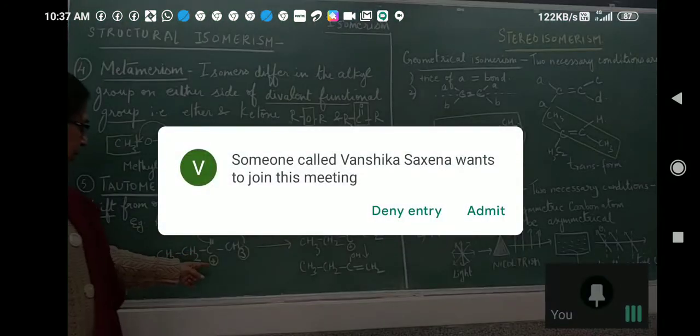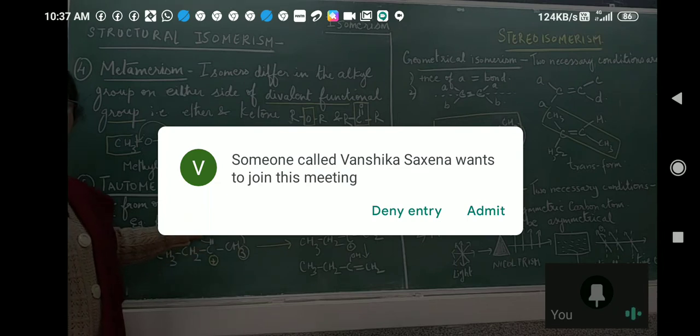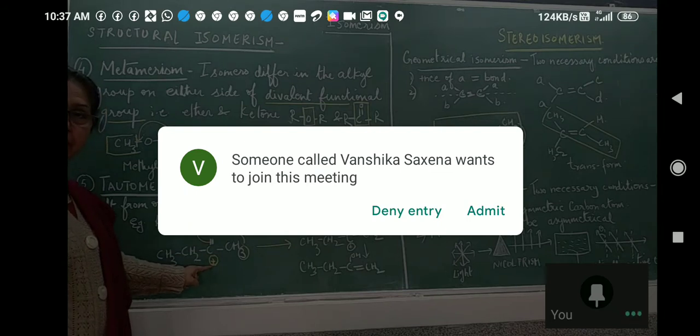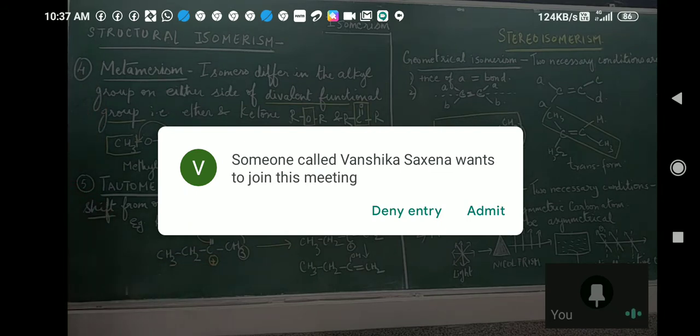It has a positive charge here and negative charge here. How did we get this? When the pi bond breaks, oxygen is more electronegative. It will take both the electrons towards itself. This will become minus and this will become plus. Right? Alright. Now what will happen?